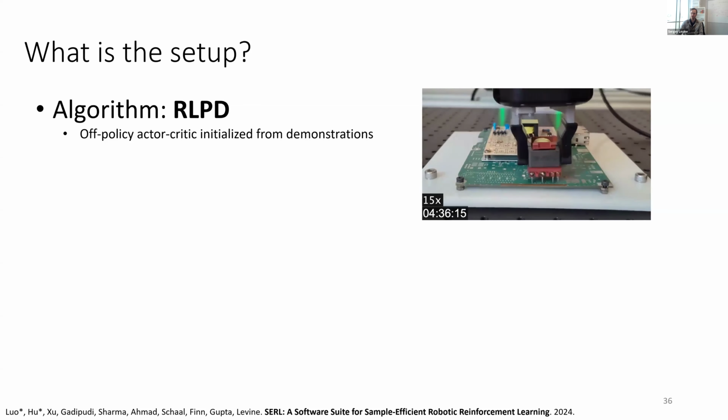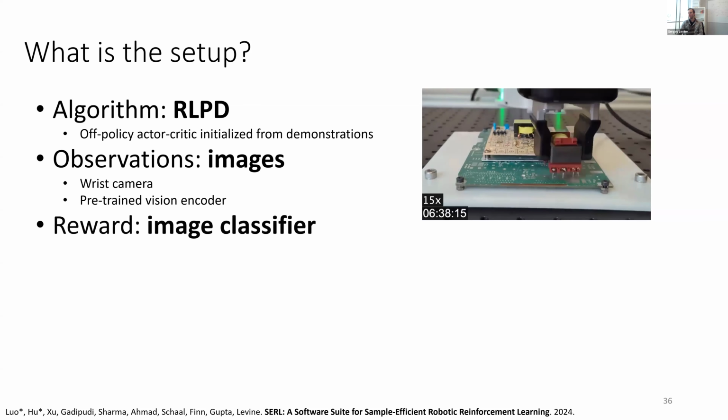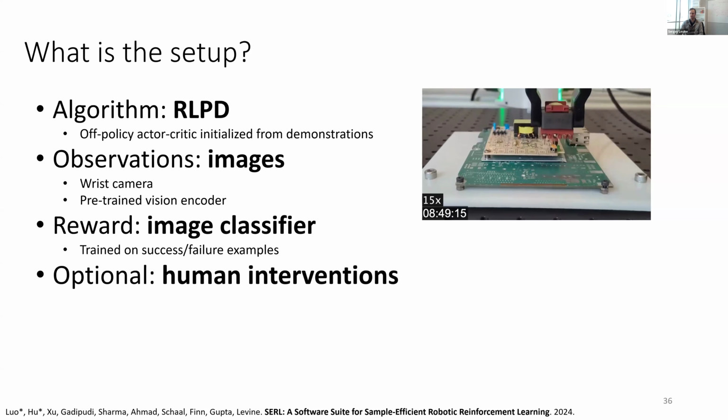So it's basically off-policy actor critic initialized with demonstrations. The observations consist of images from a wrist camera with a pre-trained vision encoder. And the reward is actually provided directly by an image classifier. So there's no manual reward shaping. It's just a sparse reward based on a classifier detecting if the task has been completed successfully.